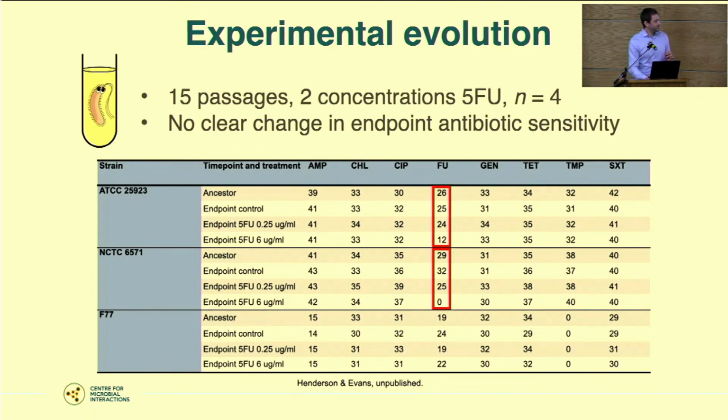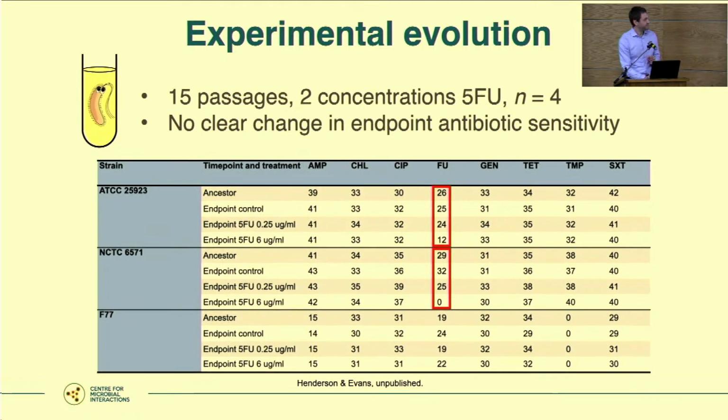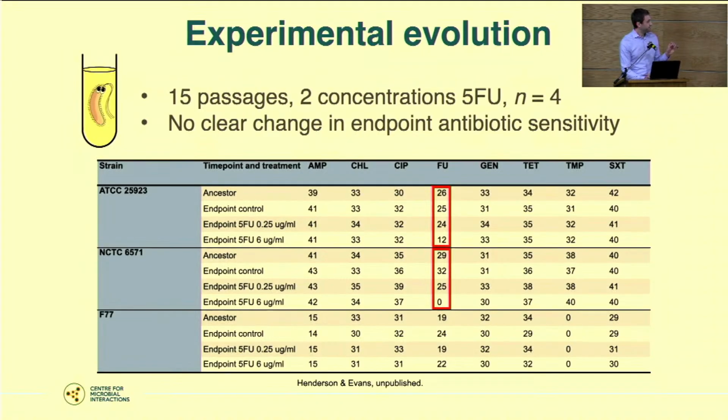And we did an experiment where we did 15 passages, and you get about 10 to 15 generations of the staph per passage. So we're looking at maybe about 150 generations of the bacteria at two different concentrations of 5-fluorouracil and one with no 5-fluorouracil, 4 replicates of each. And interestingly, we get a change in the sensitivity to the 5-fluorouracil in these strains.